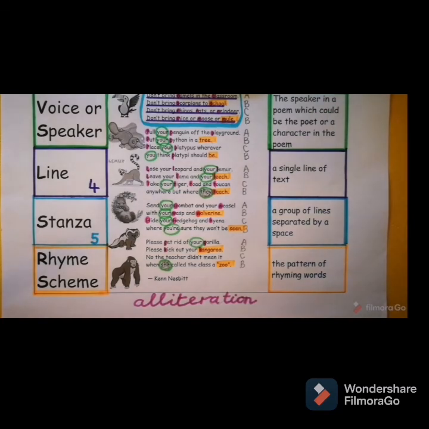No, the teacher didn't mean it when she called the class a zoo. It's obviously quite a badly behaved class if they act like zoo animals. But that's not my class. My class are angels. A class of angels. We should write a poem about them.